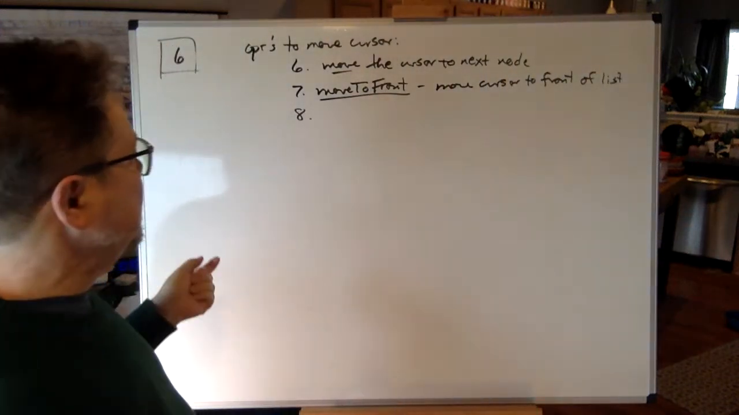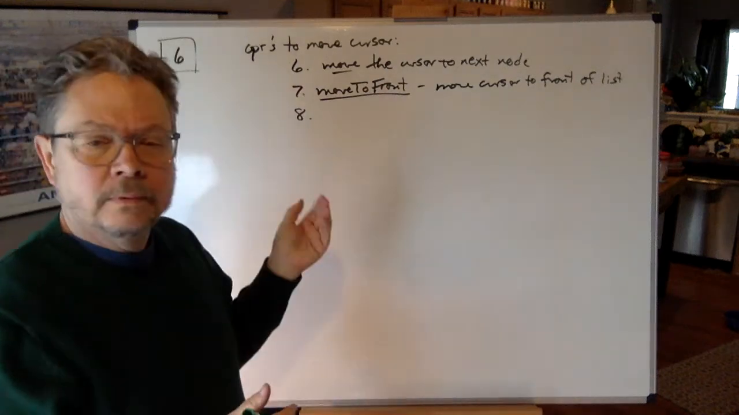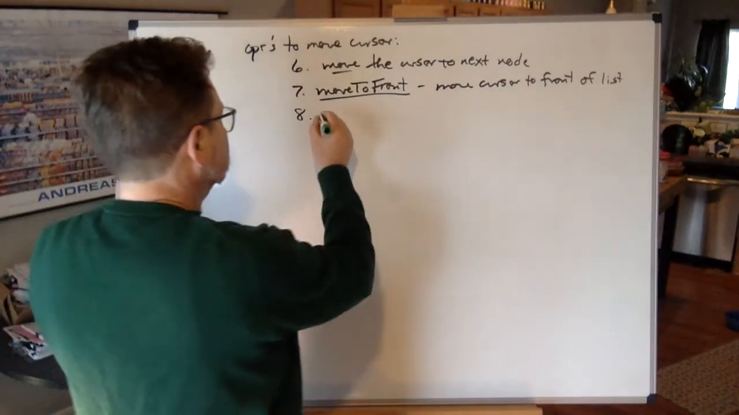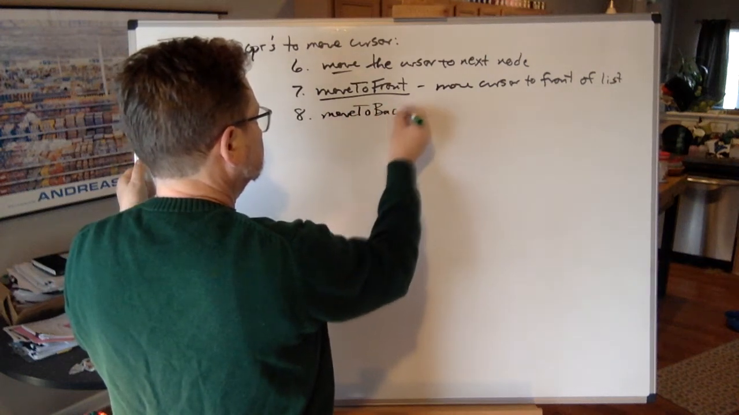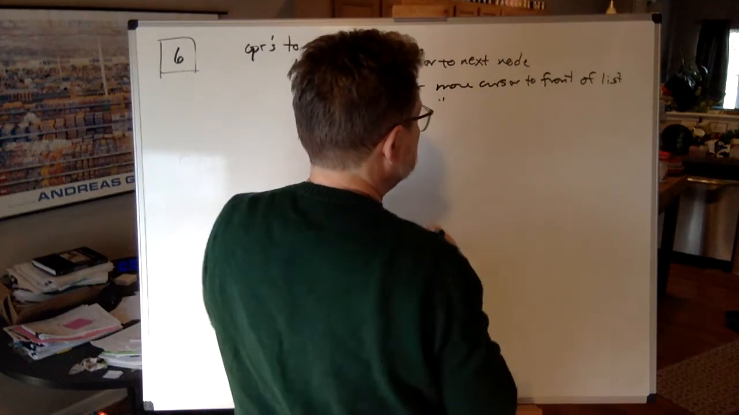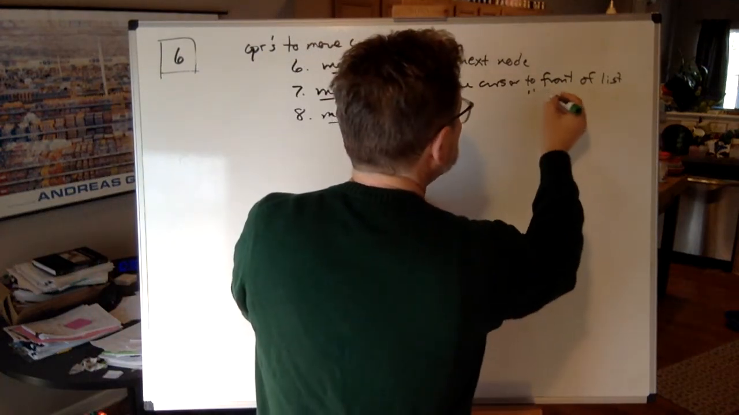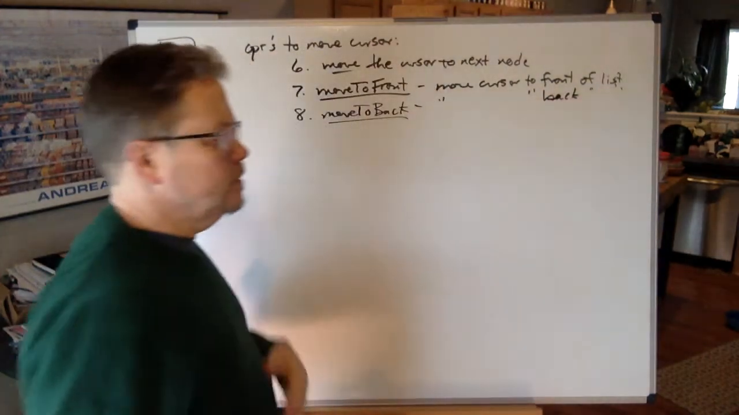So it's going to be very handy rather than having to call move in a loop. Move, move, move, move, move. We could just say go to the back. Move to back. And I'm going to get away with ditto marks. So ditto to back of list. Move the cursor to the back of the list.